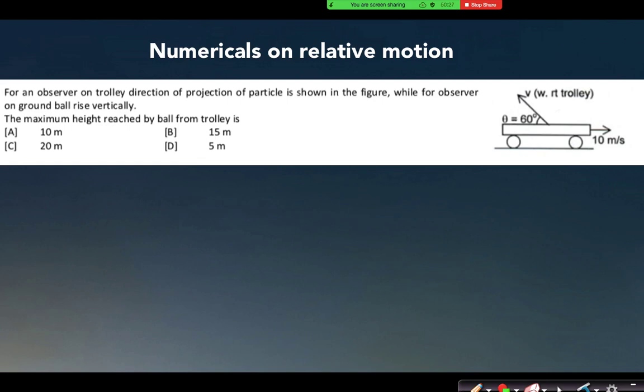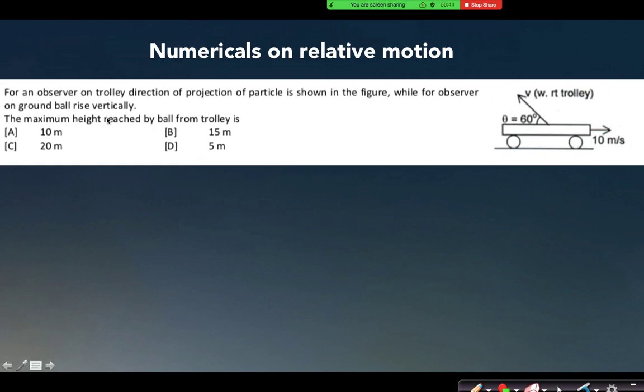Sir, option B. So 15 meters. Yes, sir, 15. So that is also a simple question.